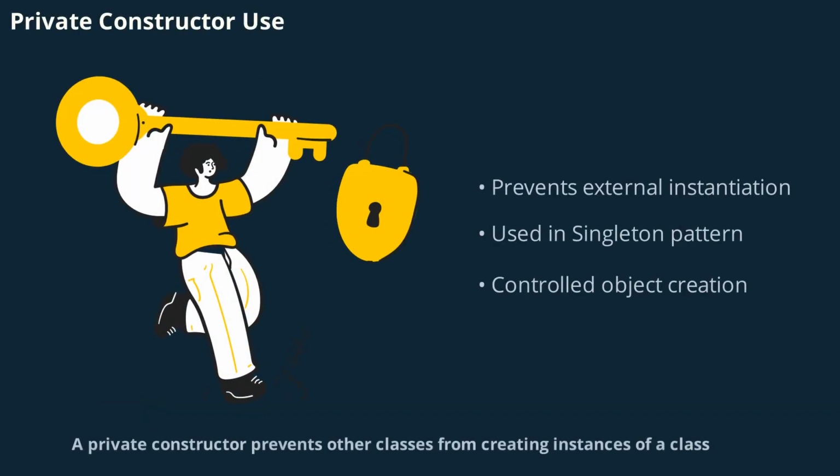A private constructor prevents other classes from creating instances of a class. It's often used in the singleton pattern, where only one instance of a class should exist. The class provides a static method to access the single instance, ensuring controlled object creation.